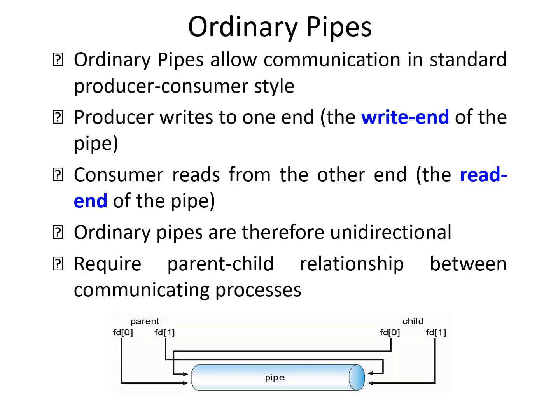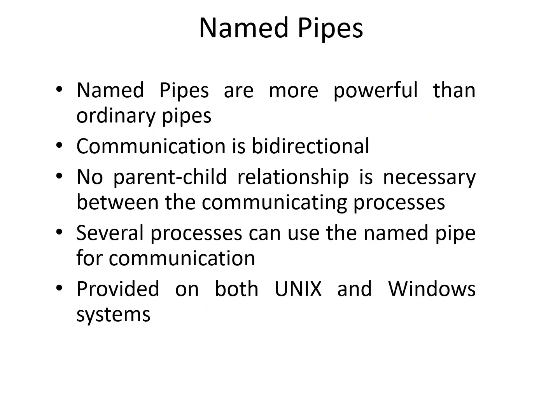Here is the diagram which depicts the implementation of ordinary pipes, which allow communication in the standard producer-consumer style. The producer writes at one end and the consumer reads from the other end. Ordinary pipes are therefore unidirectional. They require a parent-child relationship between the communicating processes.